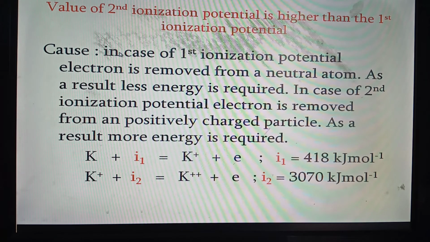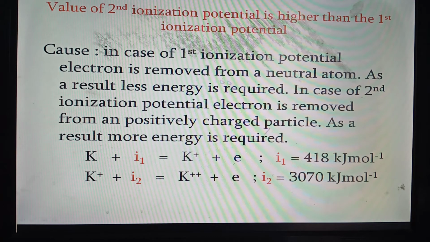Now an important point, that the value of second ionization potential is always higher than the first ionization potential, because in case of first ionization potential, electron is removed from a neutral atom. As a result, less energy is required. In case of second ionization potential, electron is removed from an unipositive charged particle. As a result, more energy is required.